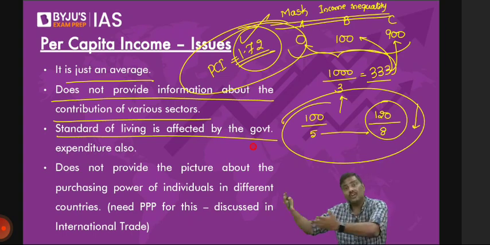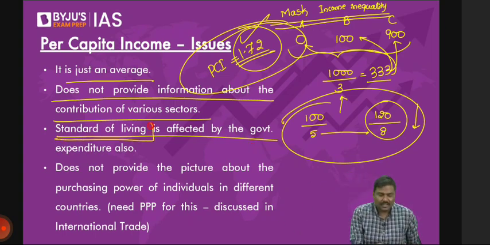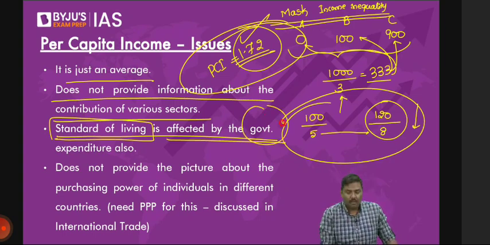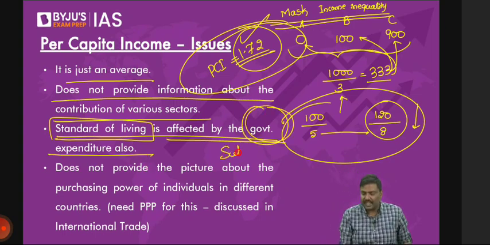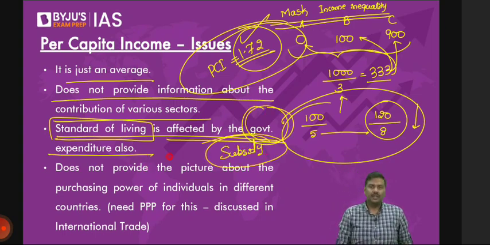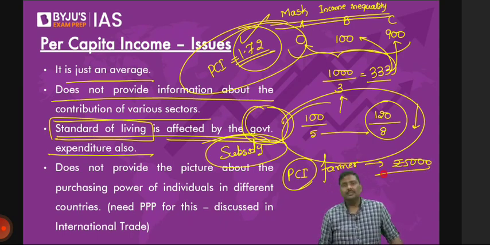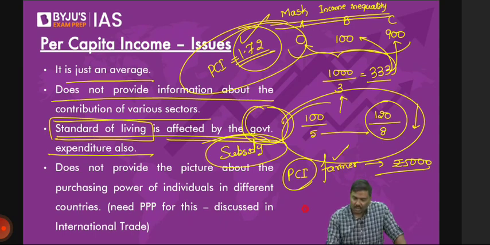But the standard of living is not affected only by PCI. There are other factors which will have an impact on standard of living. For example, how much is the government expenditure? That is, how much is the subsidy given by the government? Think of it. If you have data and have a look at it, let's say per capita income for a farmer is, I'll just throw an arbitrary number here, 5,000 rupees. Now you tell me, don't you think the farmer will get a lot of assistance from the government? Yes or no?